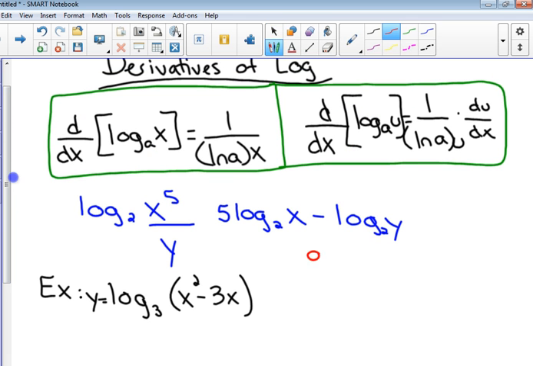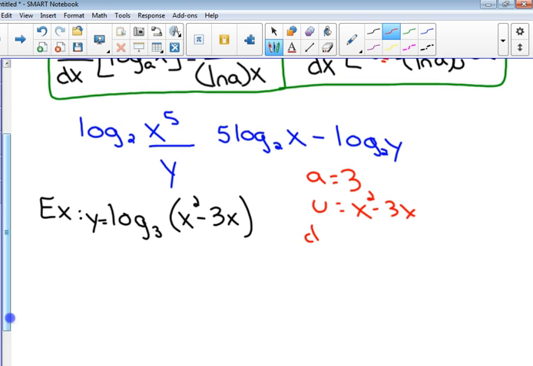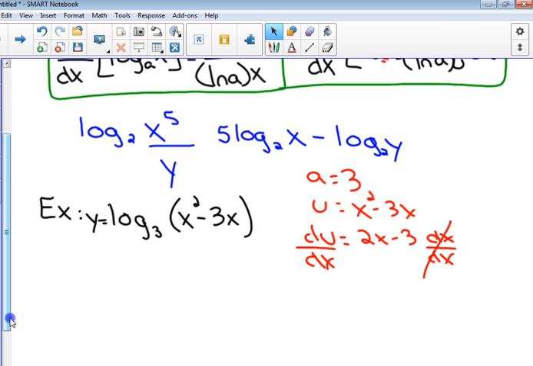So the A, anybody know what the A is going to be? 3. Good, 3, nice. What's your U going to be? Nice job. X squared minus 3x. Do you guys see where that's coming from? The A is the little part, the U is just whatever's next. Okay, and then we also need to find du over dx. So du over dx is going to be 2x minus 3.